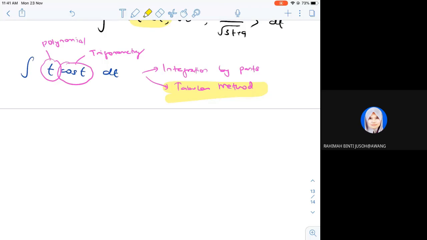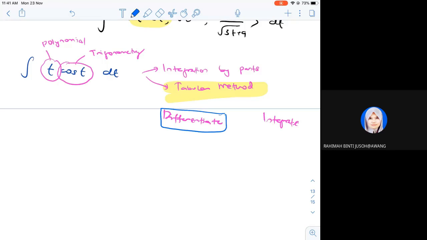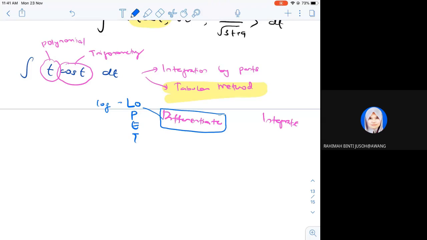This is much easier. In the tabular method, you will have two columns: the first is the differentiate column, and the second column is integrate. To decide which one to differentiate, the priority depends on the LIATE rule: log, polynomial, exponential, trigo. Have you heard of it? Between polynomial and trigonometry, which one comes first? Polynomial. Yes, polynomial.